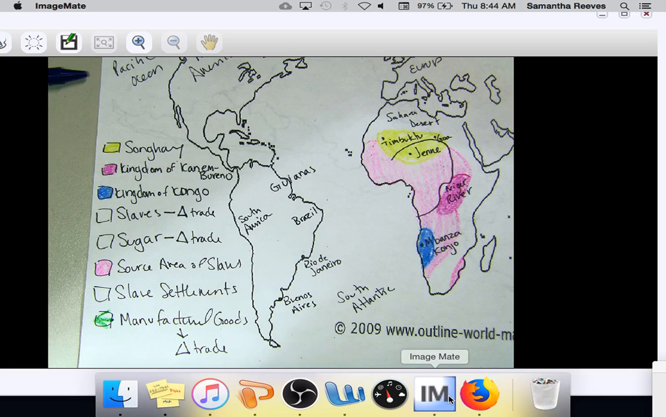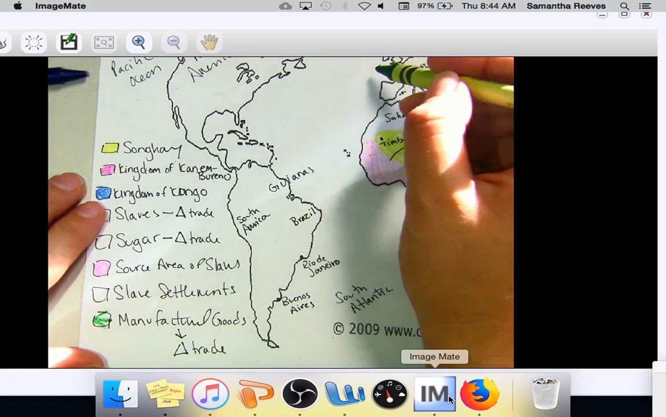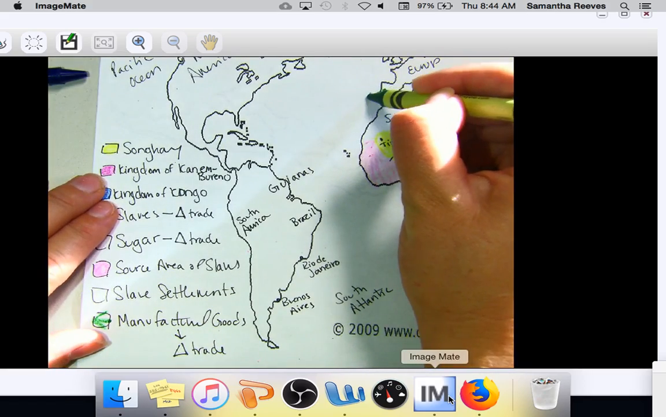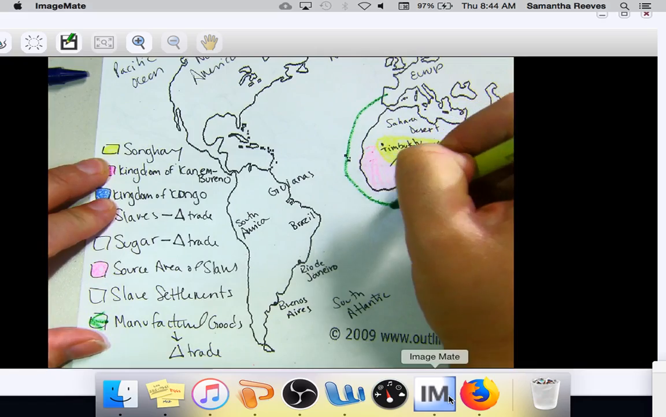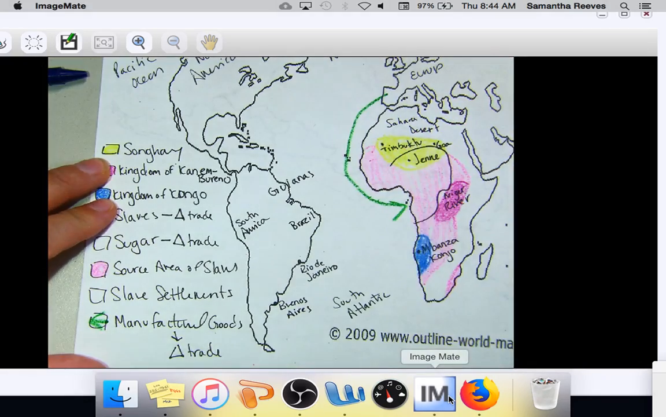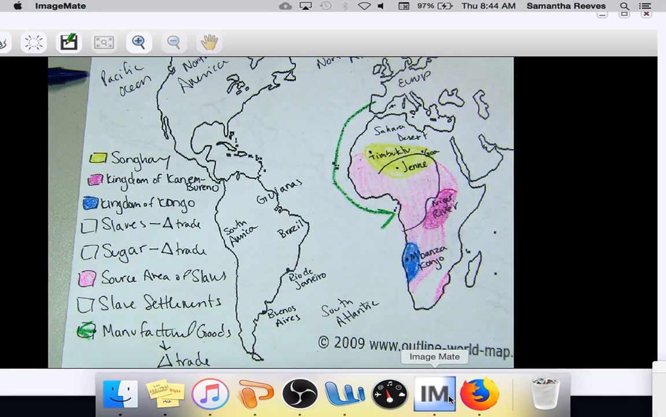Now, are they in massive factories like we think of today? No, but they're still being man-made, which means it's manufactured. So what is going to happen is that Europeans are going to take these items and bring them to Africa. Europeans are going to fill ships with all these manufactured goods: textiles, guns, weapons.